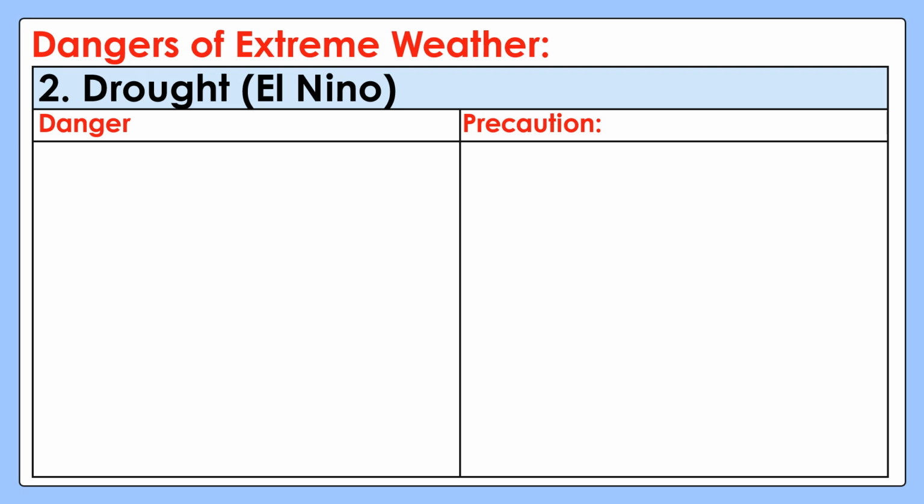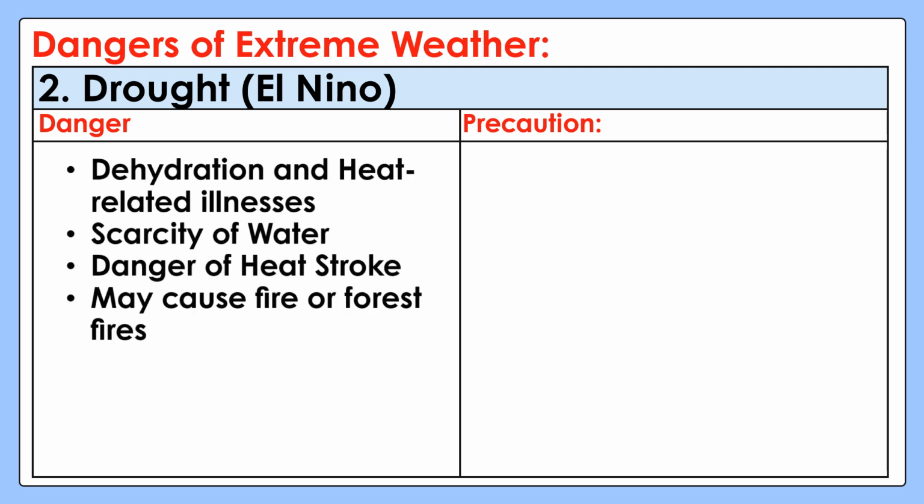Number 2, drought or El Nino. Danger: dehydration and heat-related illnesses, scarcity of water, danger of heat stroke, may cause fire or forest fires.